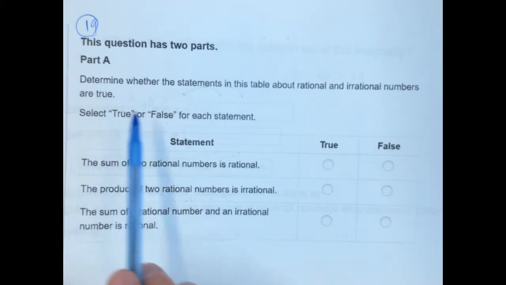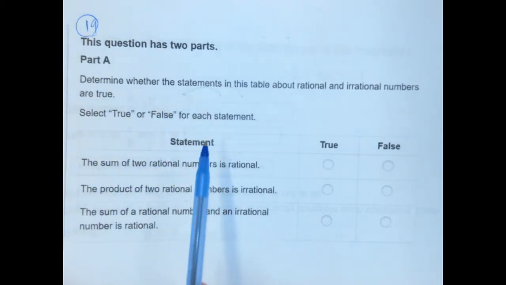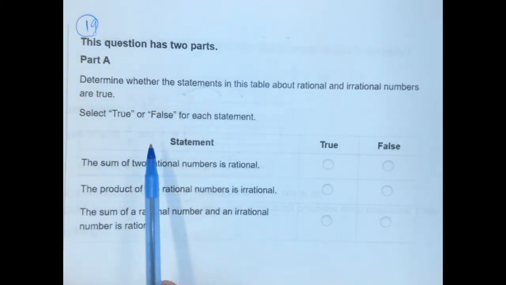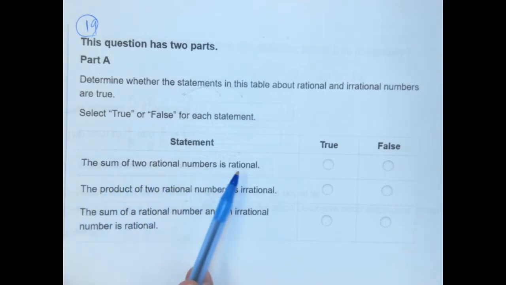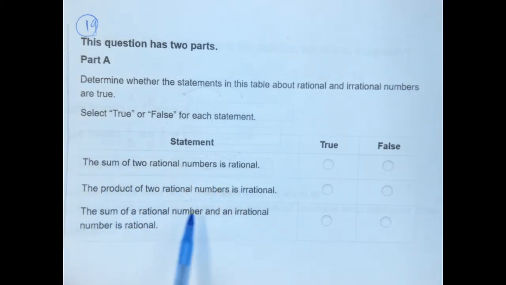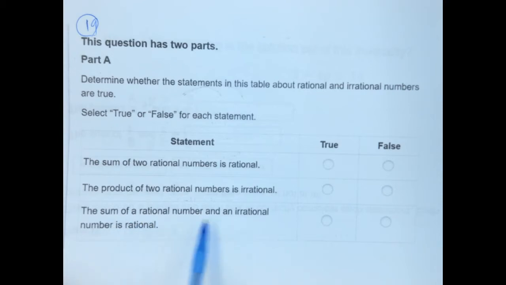Two-parter. First part, determine whether the statements in the table about rational and irrational numbers are true. Select true or false for each statement. So let's read each one. The sum of two rational numbers is rational. The product of two rational numbers is rational. The sum of a rational number and an irrational number is rational.